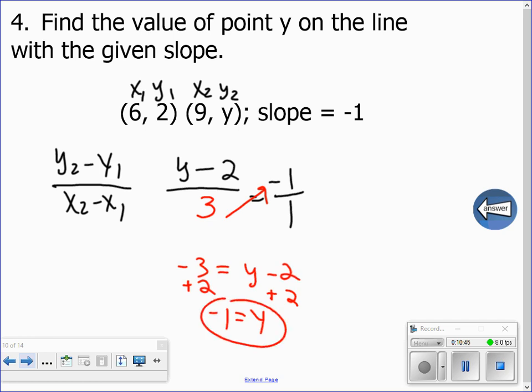Okay, we can check that. So again, if I put -1 up at the top here, -1 minus 2, that's -3 over 3, which is the same thing as -1 over 1, or -1.